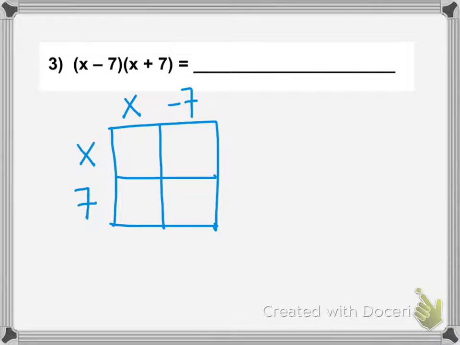Notice these binomials are almost identical. The only difference is this negative and this plus. Now when that happens, you're going to see something special. So watch out for something special to happen.